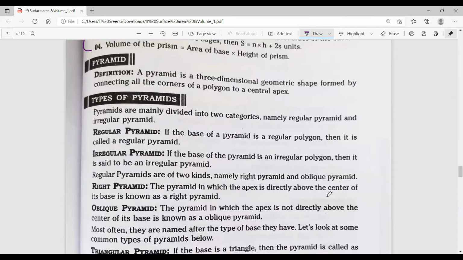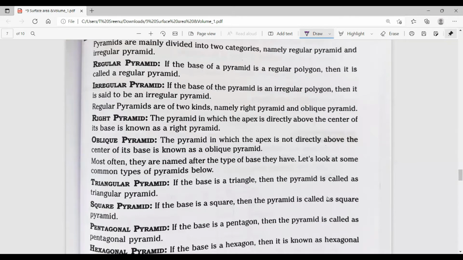Pyramid. A pyramid is a three-dimensional geometric shape formed by connecting all the corners of a polygon. So just now I said all the corners will connect to one point. It will come to one point. It will be like this. Okay, no? It is like a pyramid.